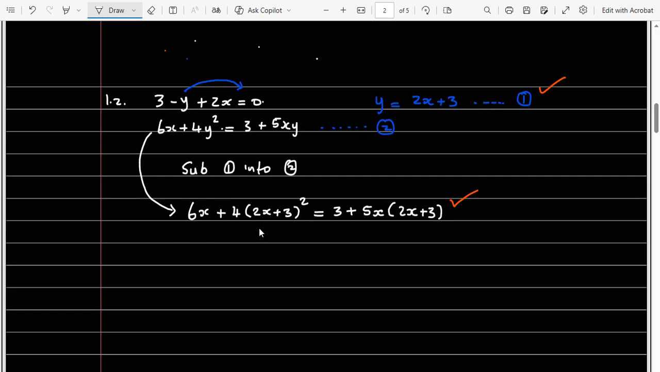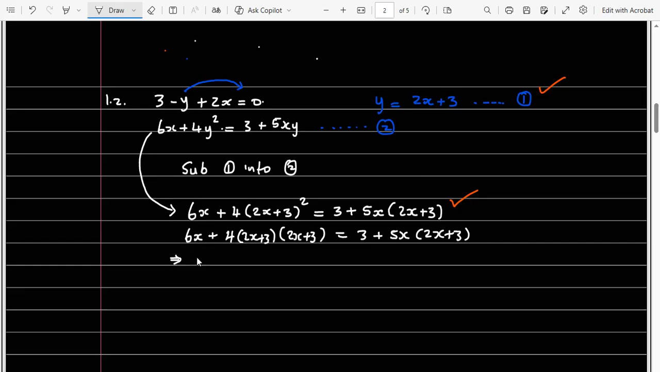So another mistake is multiplying out of the brackets. Let's work on this. So this is the same as 6x plus 4. Look at this. I need to first expand my bracket. Write this as 2x plus 3 and then 2x plus 3. So this is equal to 3 plus 5x into 2x plus 3. The next step, we're going to multiply out the brackets.